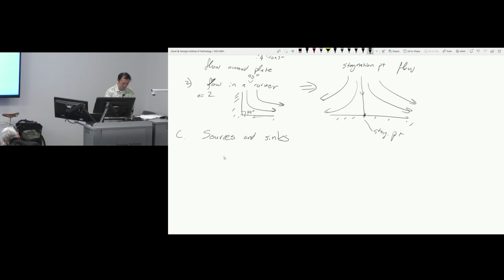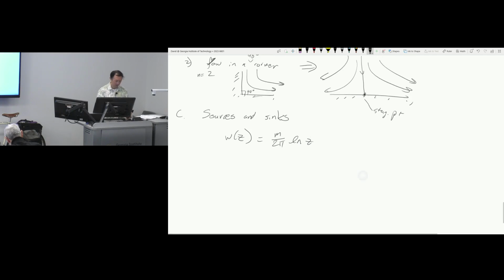Sources and sinks. The complex potential is m over 2 pi log of z, where m is the source strength. So physically, what does that look like? It means if you're at the origin, you've got flow going out in all directions.